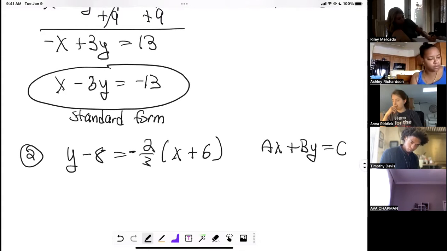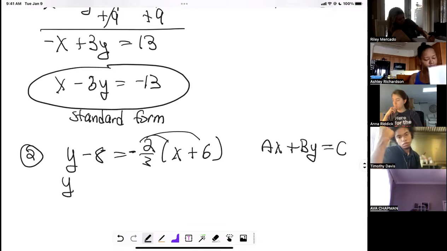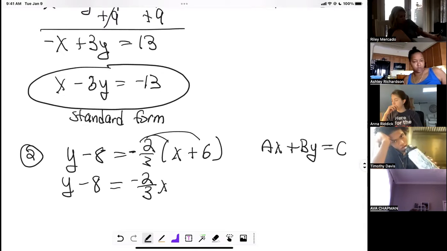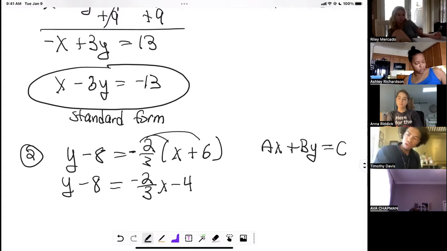So again, I need to get rid of parentheses. So distribute. So I get y minus 8 is equal to -2/3 x. Now, -2/3 times 6 is -12/3, which is -4. Again, I have a fraction. I can't have fractions at all. So I'm going to multiply all of it by the common denominator, which is 3.